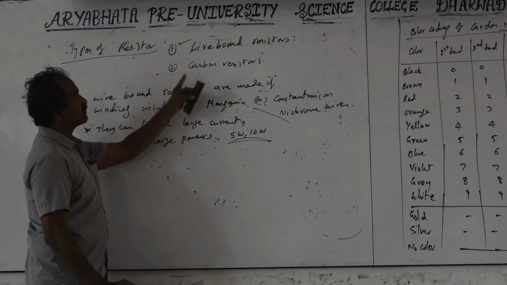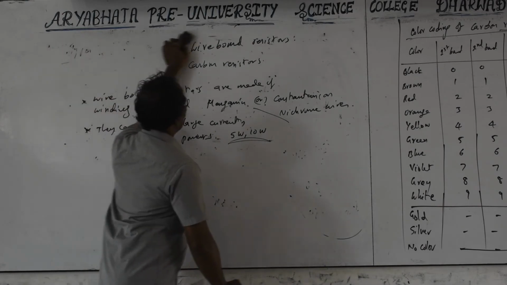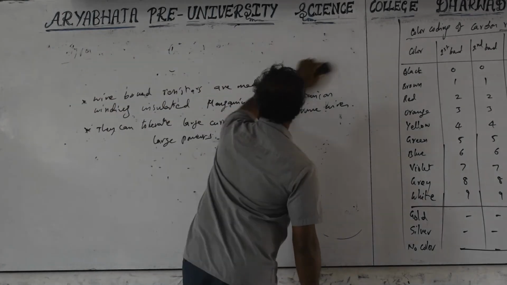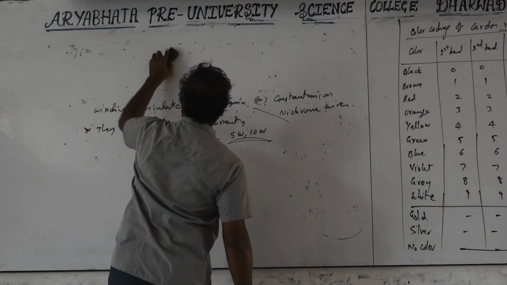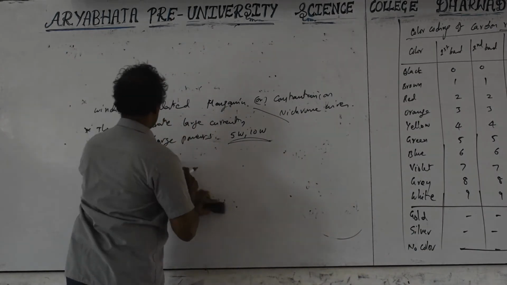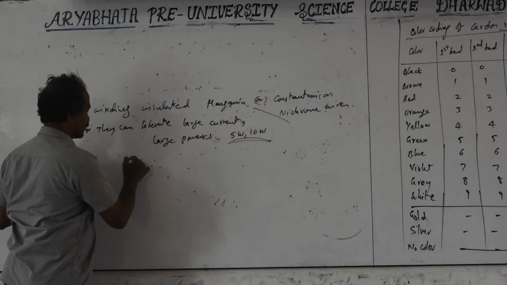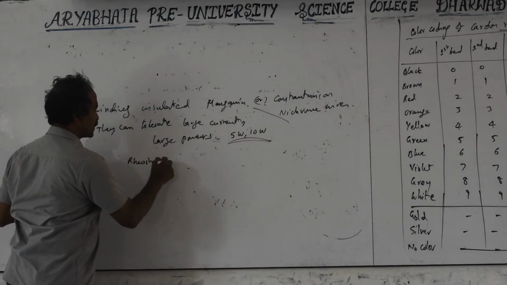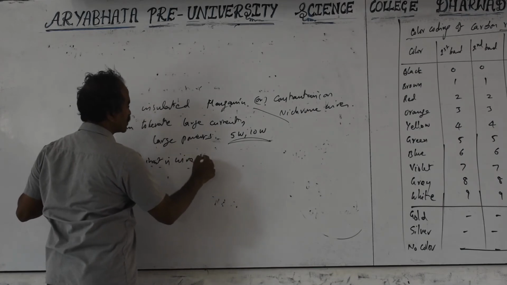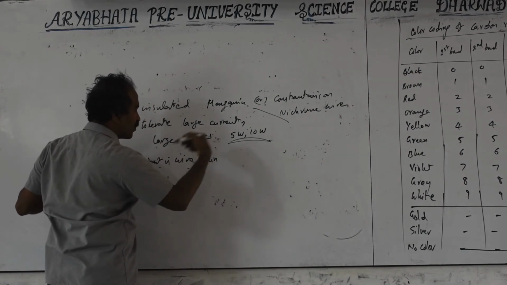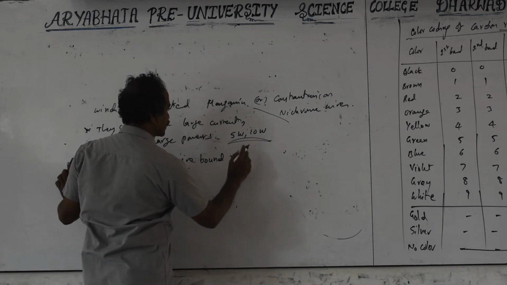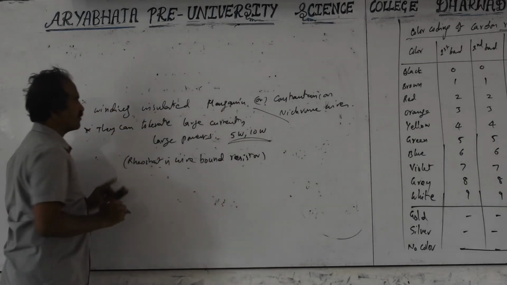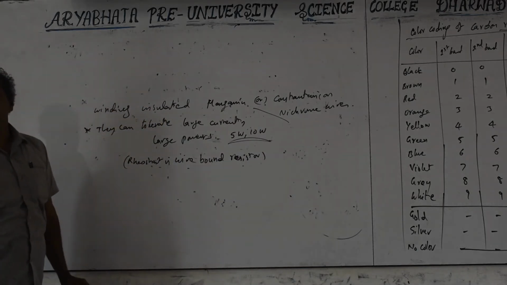Next type is carbon resistors. Widely used in electronic circuits is the carbon resistor, and we have carbon resistors in the syllabus in detail. One more thing I forgot: this rheostat is a wire bound resistor. Rheostat is wire bound or wire wound. Winding means a coil. An example for this wire bound resistor is the rheostat.